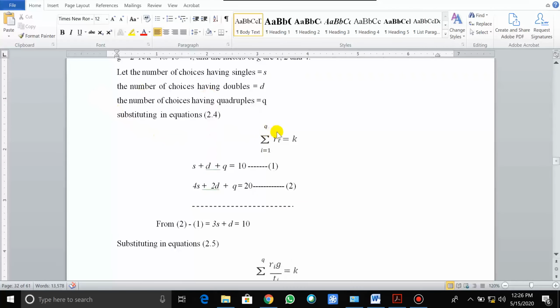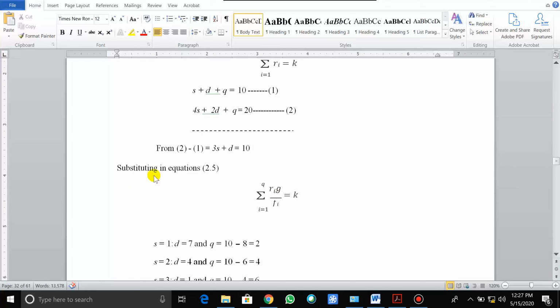Now substituting the equation, we have the summation of i varies from 1 to q, and R of i is equal to k. This R of i is nothing but S plus D plus Q, which we have already taken into consideration. It is the first equation. Now 4S plus 2D plus Q is equal to 20. From equation 2 minus equation number 1, we have 3S plus D is equal to 10. You just have to simplify this equation.